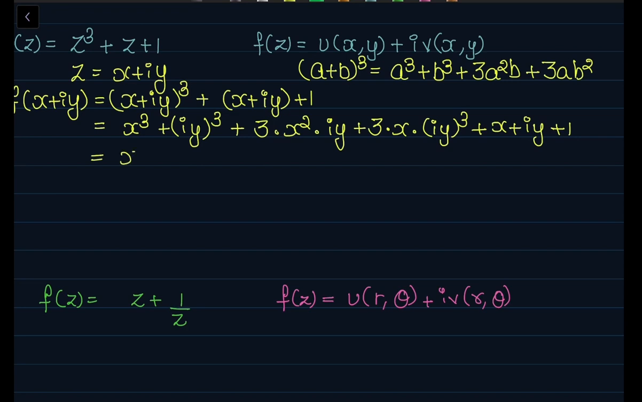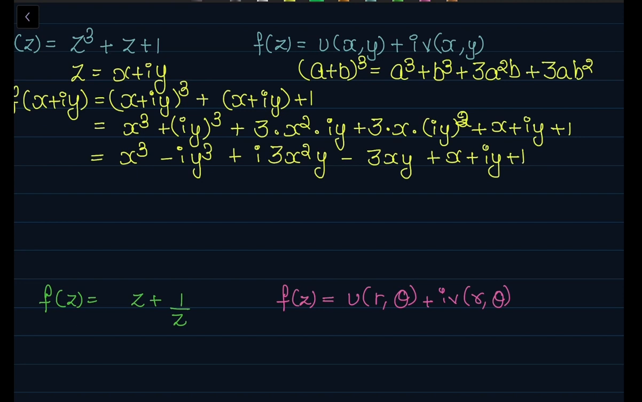Now solve this, you will get x cube minus iota y cube, because we know that iota cube is minus iota. Then plus iota 3x square y, and then here we have to do the square. So it means you will get minus 3xy, because iota square is minus 1. And then plus x plus iota y, and then plus 1.